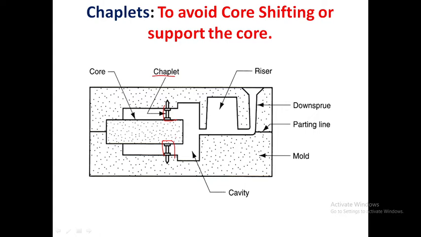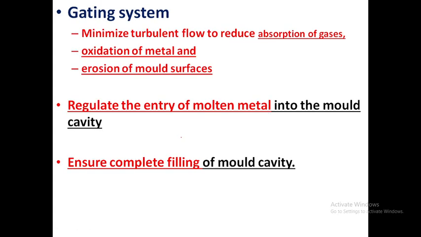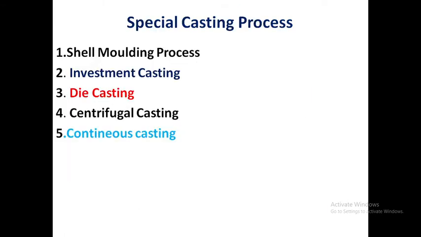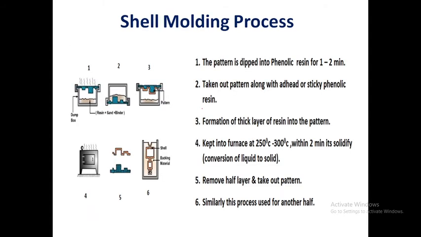Let us see the different castings over here. The first one is the different types of casting systems. Different casting processes are there: sand casting, shell molding process, investment casting, die casting, centrifugal casting, continuous casting. So let us see shell mold casting first.